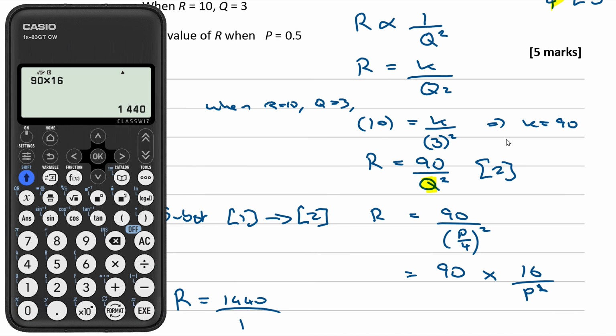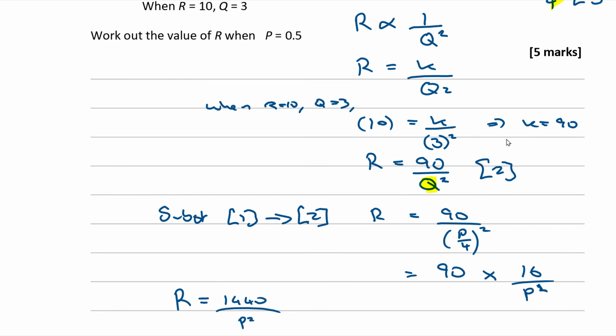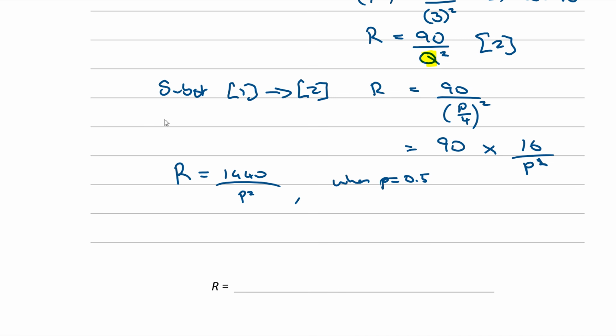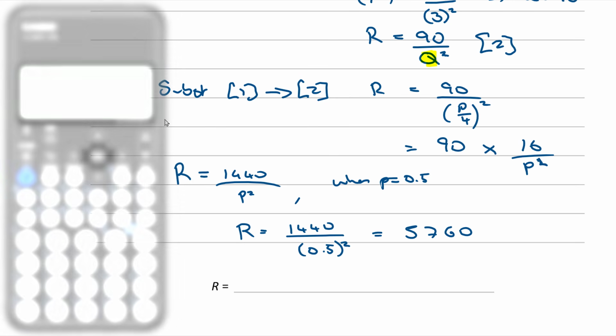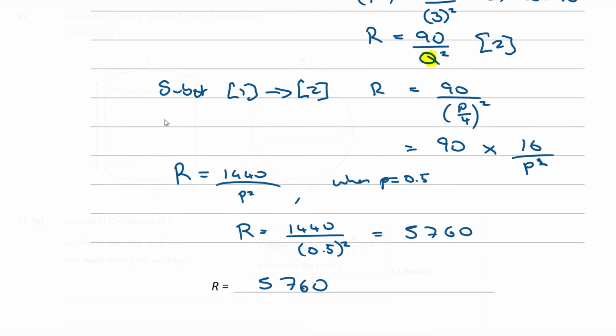That's 1,440 over P squared. So what is the value of that when P is 0.5? When P is 0.5, we're going to get R is equal to 1440 over 0.5 squared, aren't we? So what is 1,440 divided by 0.5 squared? Apparently that's 5,760. Okay, so that's going to be my answer, 5760.